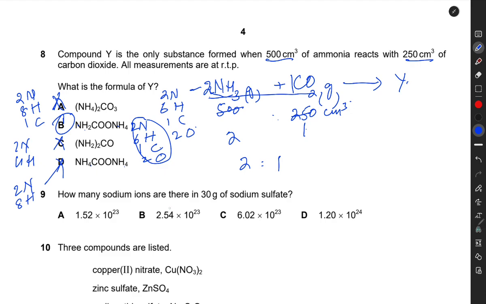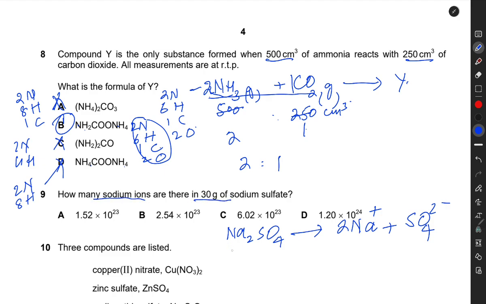How many sodium ions are there in 30 gram of sodium sulfate? This is the how many sodium ions. If we dissociate sodium sulfate, Na2SO4, we get 2 sodium ions and 1 sulfate ion. So how many sodium ions are in 30 gram of sodium sulfate?